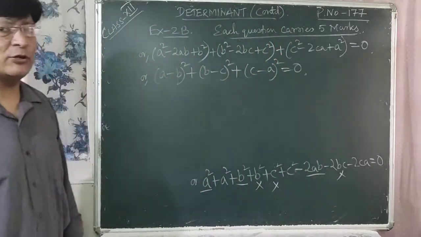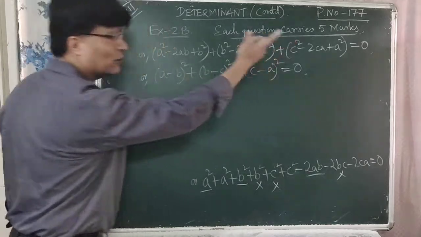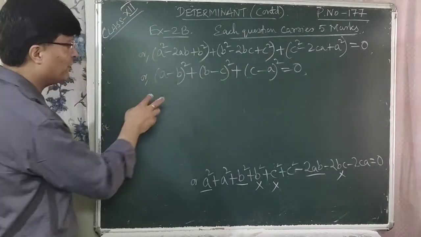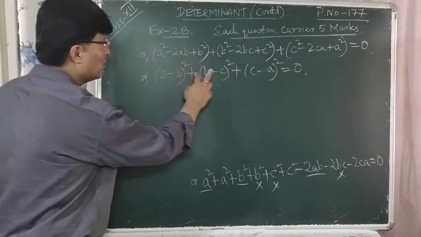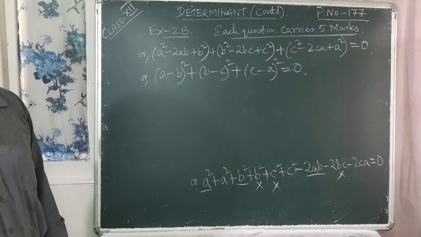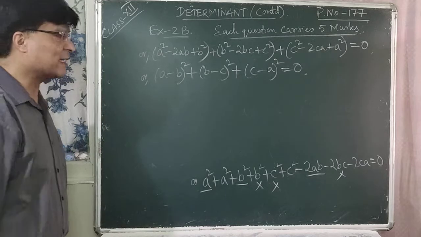This is 0 only when each individual value within the whole square is equal to 0. That means this equation is possible if a minus b is equal to 0 and b minus c is equal to 0 and c minus a is equal to 0. Is that clear to all of you? So you have to understand it.